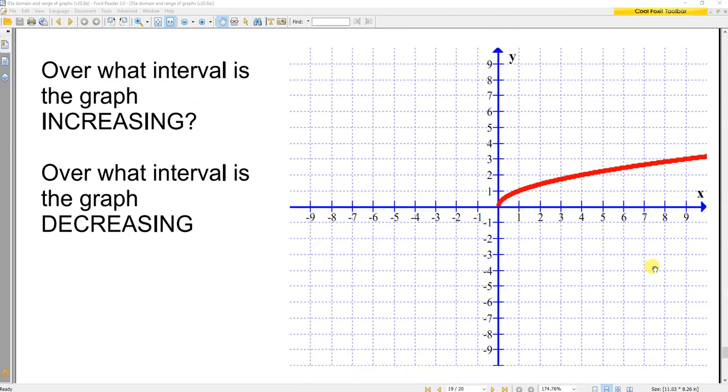So let's do this one. On what interval is this thing increasing? Well, it's increasing from 0 to positive infinity. Where is it decreasing? Well, this thing is never decreasing. Remember, I always read a graph from left to right. This is always increasing.